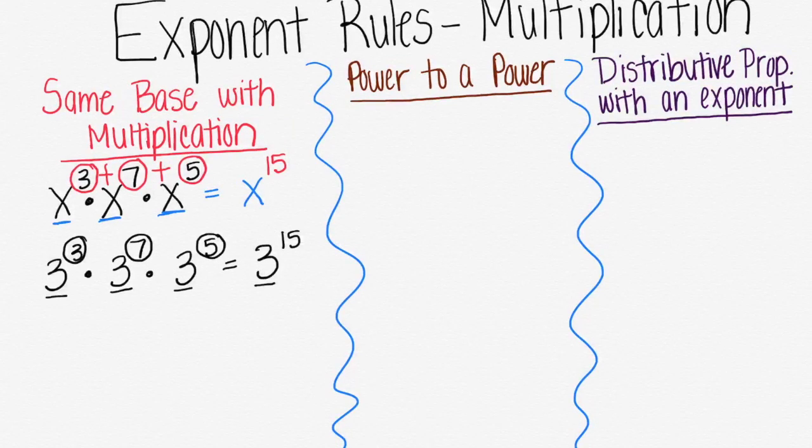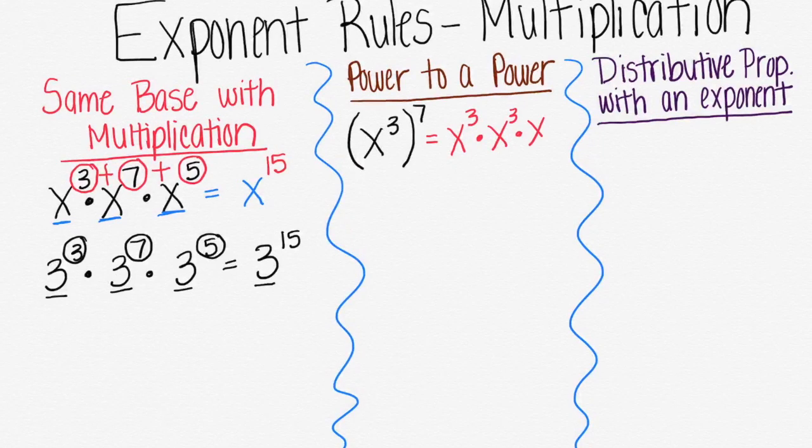In the power to a power rule, we will see that we will have parentheses, such as x to the 3rd with parentheses, but this time with an exponent on the outside. Now, how this rule is different than the one that we just saw is that we actually can break this down, and what this actually means is that we have x to the 3rd 7 times.